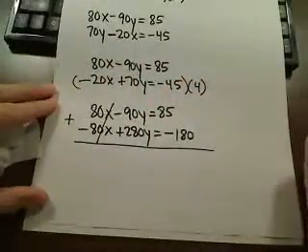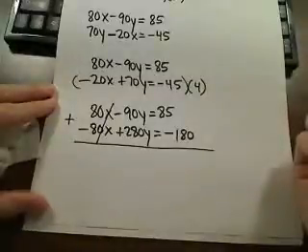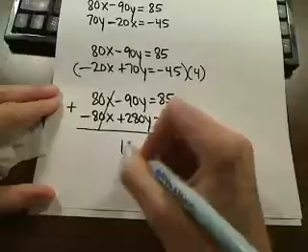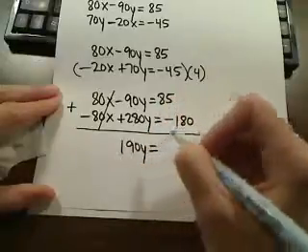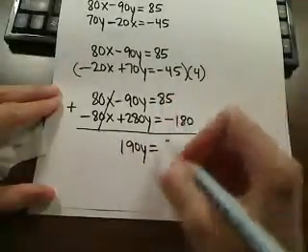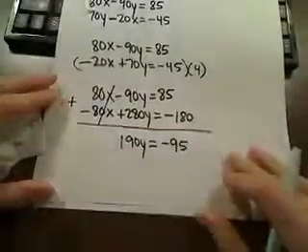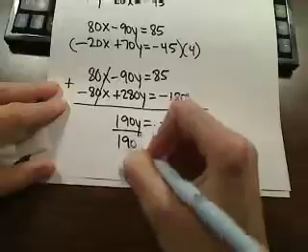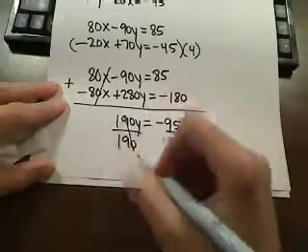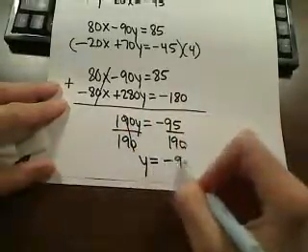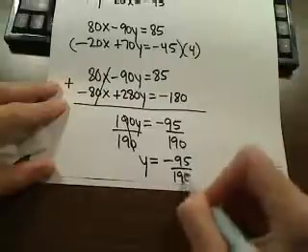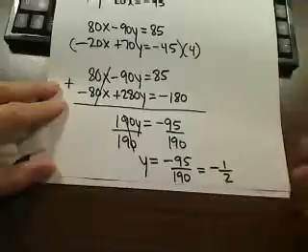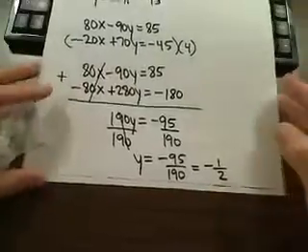And these cancel, and they eliminate. This is why we call it the elimination method. So the 280 minus the 90 is 190y, and that is equal to, when we add these, negative 95. Okay, just continuing to solve for y here. If we divide by 190, then we get y is equal to negative 95 over 190, which reduces to a negative 1/2. Okay, so that's just the y coordinate.